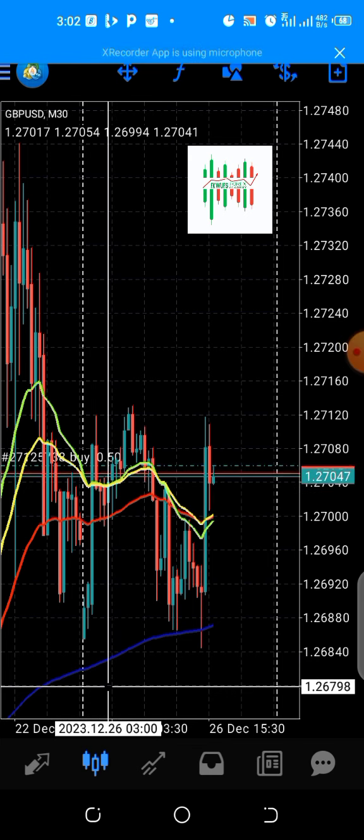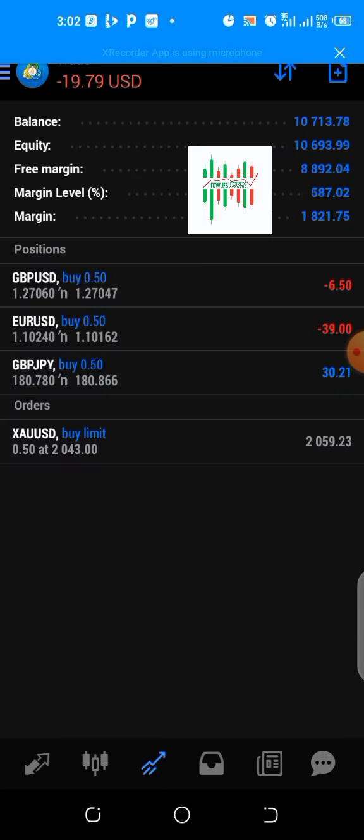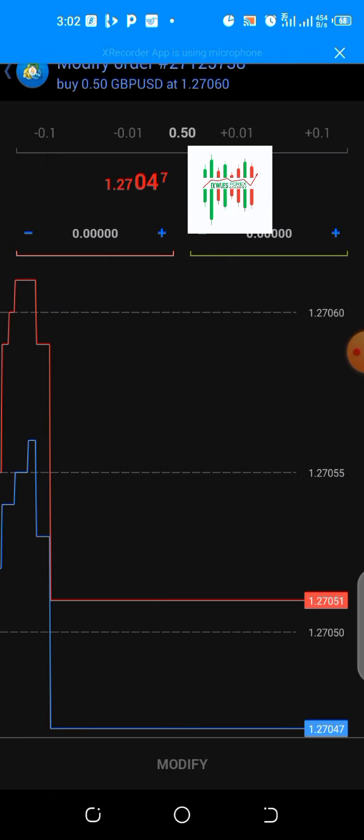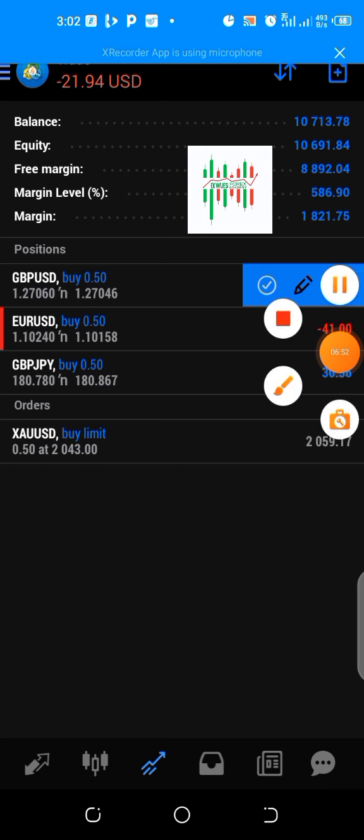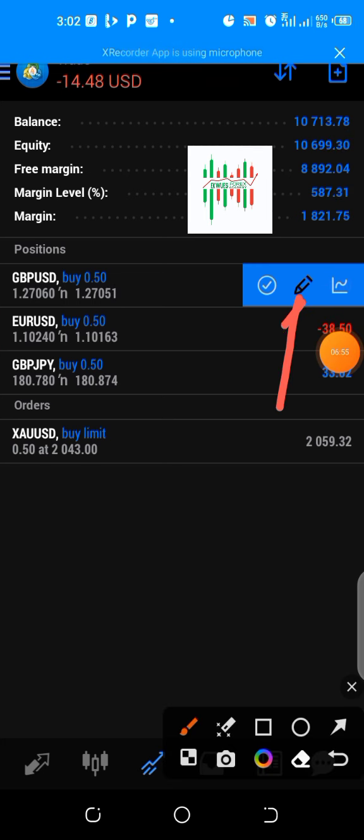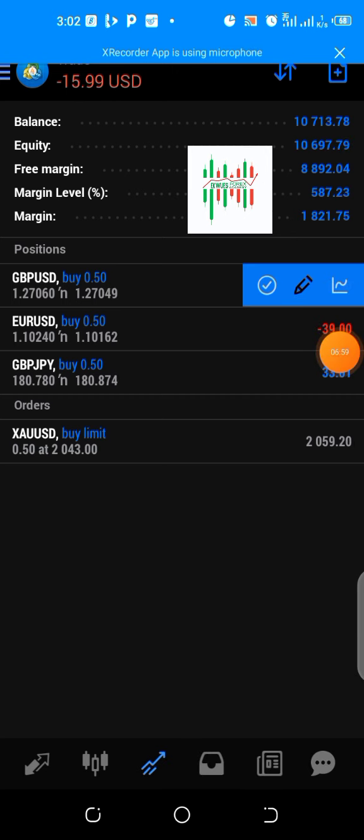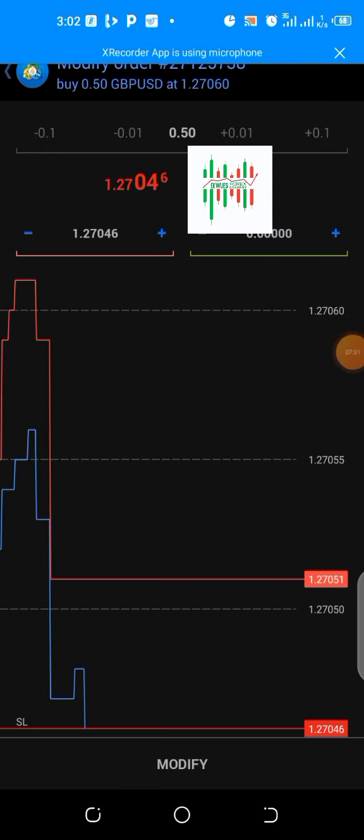This is 1.26798. Let me just give it 1.26800. Now let me go and set my stop loss. I come here, I drag to my left, then I'll click this pencil-like icon there. Once I click it, it will take me to where I'll edit my stop loss.